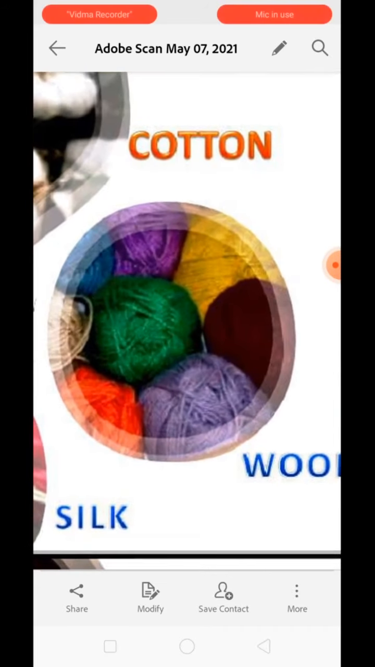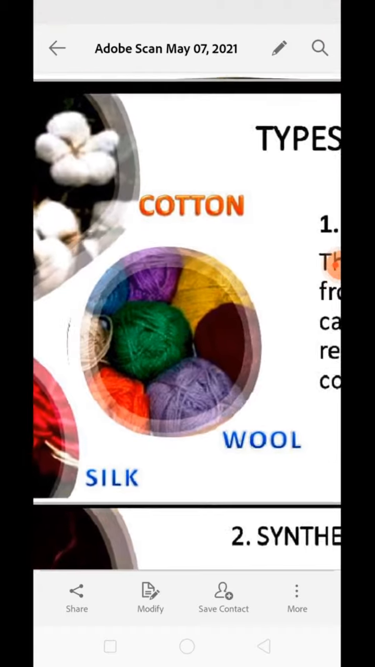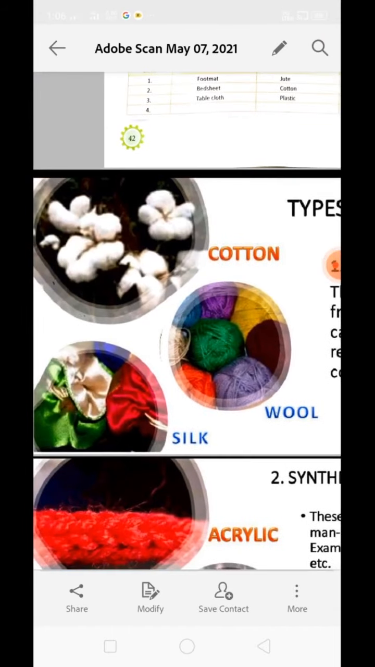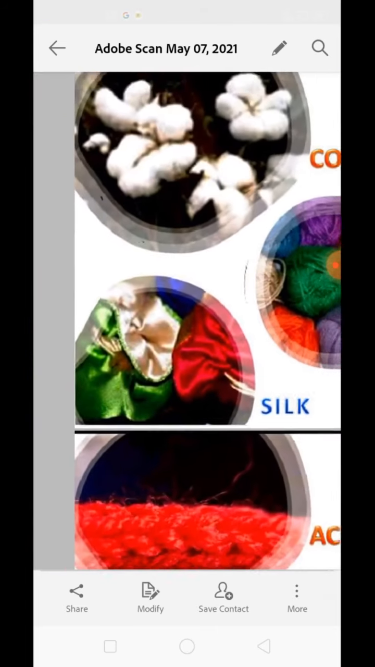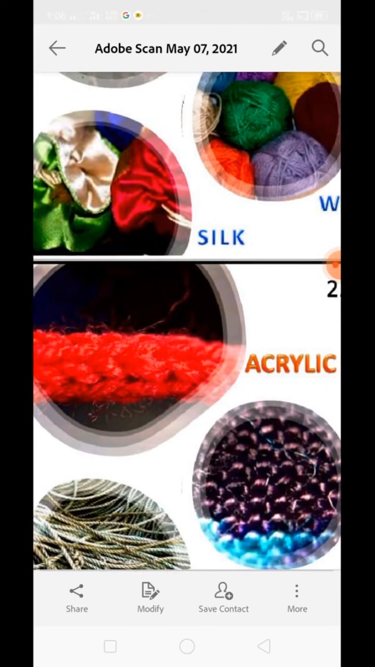Wool is also an example of natural fiber. We are collecting this wool from the animal. And silk. Silk is collected from silkworm, and that is why it is also a natural fiber. You can see over here.